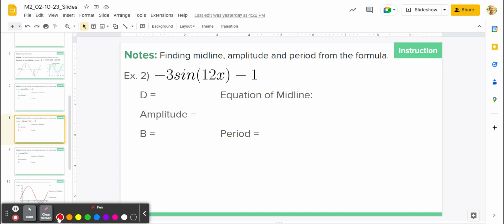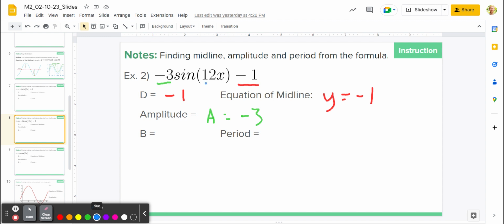All right, example 2, we're going to get some more practice with this, so please try it on your own first if you want to, and then correct it against mine. The first thing we look for is that d coefficient. In this case, it's -1. That puts the equation of the midline at y equals -1. Our amplitude is going to be out in front of our sine or cosine. In this case, a is equal to -3 here.